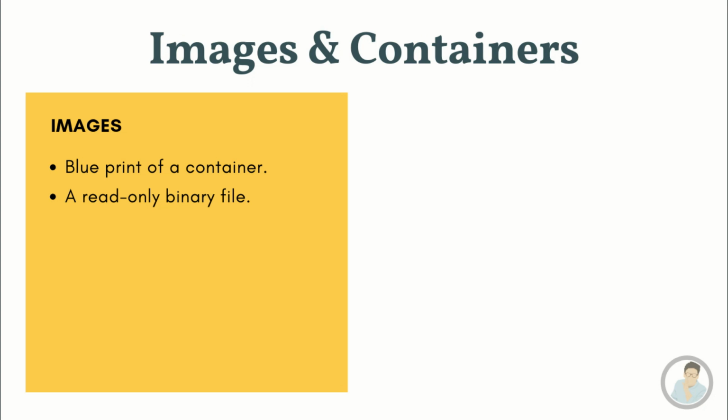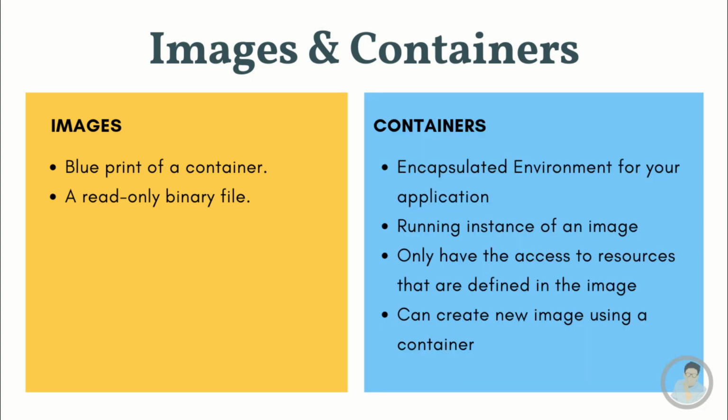Image. Image is the blueprint of a container. And this is just a binary file. We write Docker files to create or build images. Container. Container is a running instance of an image. Container is the encapsulated environment for your application, and it is only allowed to access the resources that are defined in the images. You can build or create images using a container as well.